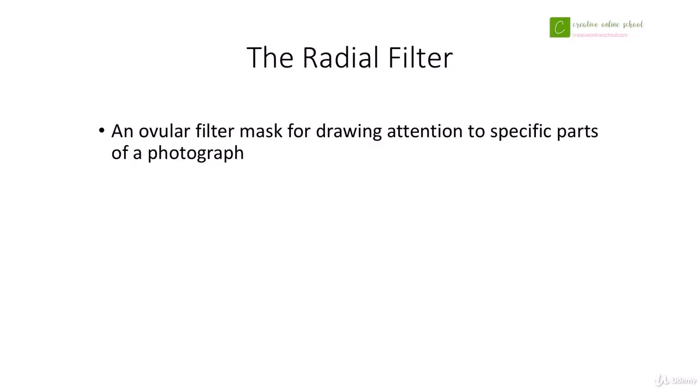The radial filter tool allows you to make certain parts of your image stand out from the rest. You can think of it as a very customized vignette that isn't limited to just black or white corners. The radial filter is very similar to the graduated filter, except the mask is oval-shaped and you can apply filters to either the inside or the outside of the circle.